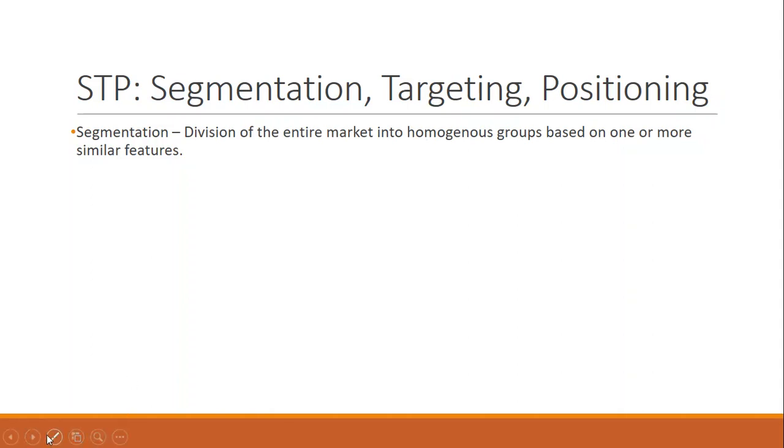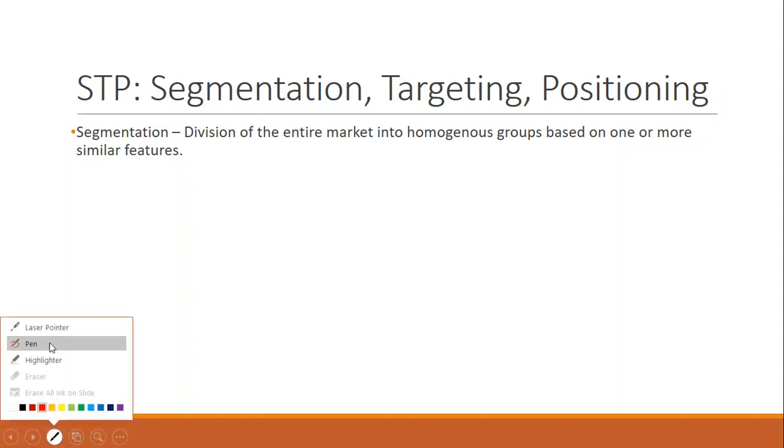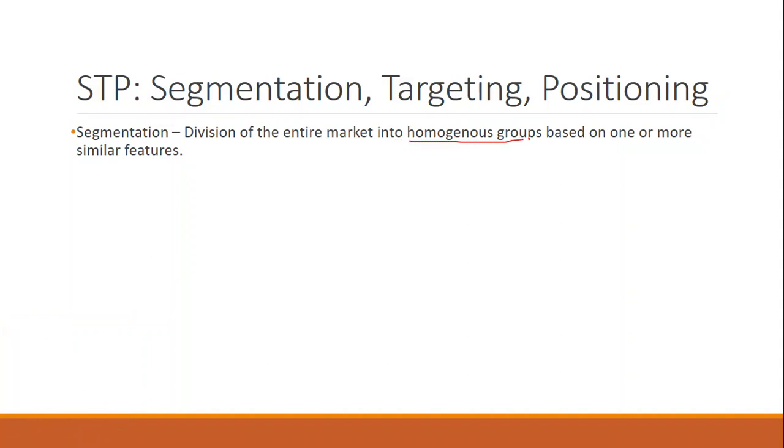So let me highlight these things: homogeneous groups and one or more similar features. Now, what do I mean by that? Homogeneous groups means that whenever I'm segmenting, I cannot take two people who belong to entirely different categories and plug them together and call that a segment.